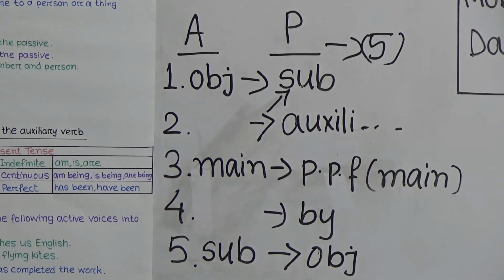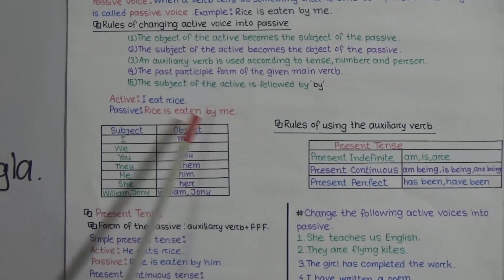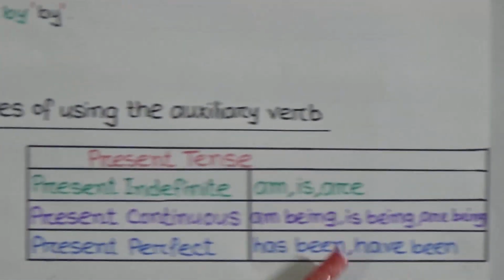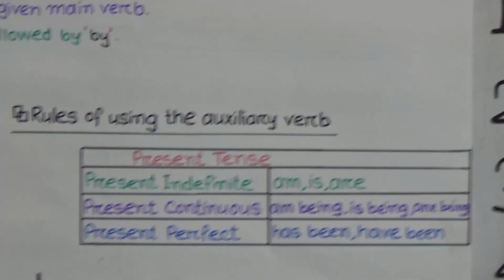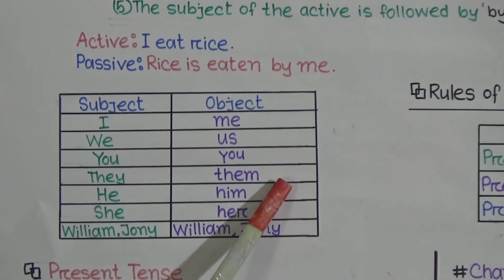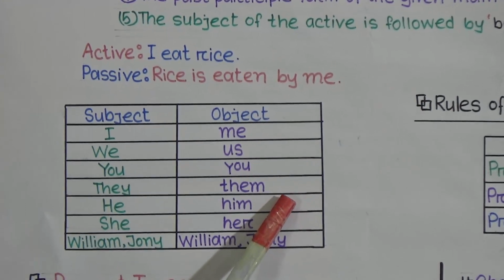And students, you have to remember, you have to memorize the chart of subject and object with the tense, because you have to choose a verb for the auxiliary verb. Using auxiliary verbs, these two charts are important for knowing voice or changing voice.